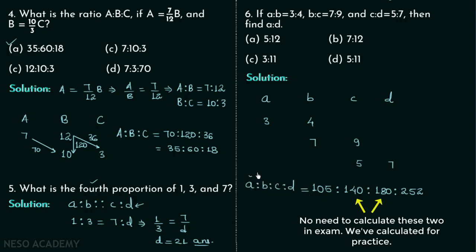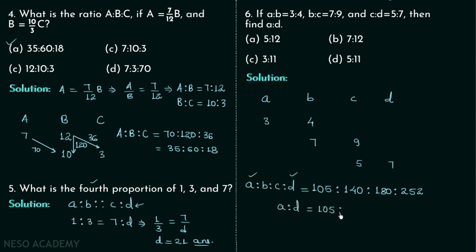We want to find out A ratio D. So we will have A ratio D equal to 105 ratio 252. In these two, the common factor is 21. When you divide 105 by 21, you will have 5. And when you divide 252 by 21, you will have 12. So we have A ratio D equal to 5 ratio 12. Option A is the correct option.